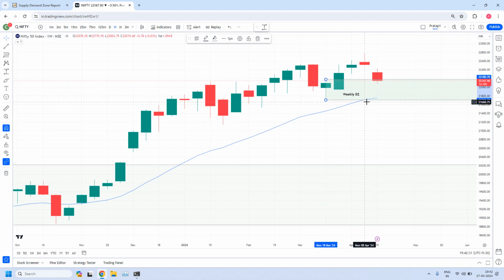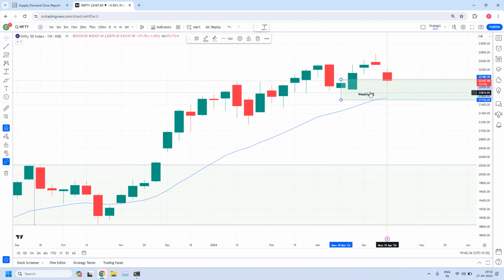Okay, now weekly zone, demand zone. This is an all-time high demand zone as of today.